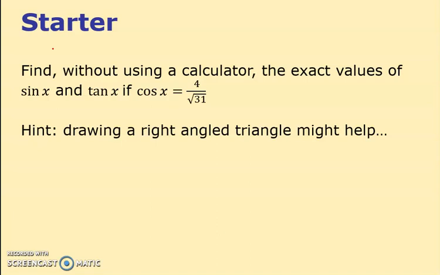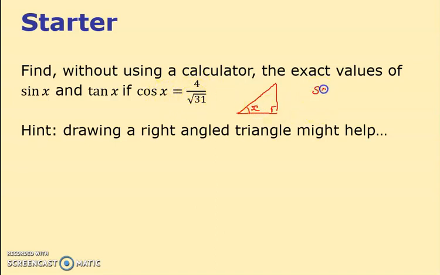But it says find the exact values of sine x and tan x if we know that cos x is 4 over root 31. Now look, it does give us a hint: draw a right angled triangle, might help. So if you get this kind of question, let's draw a right angled triangle like it tells me. And it says cos x, so x is the angle, so I need to put the x somewhere, it might as well be there. And cos x, of course, is 4 over root 31.